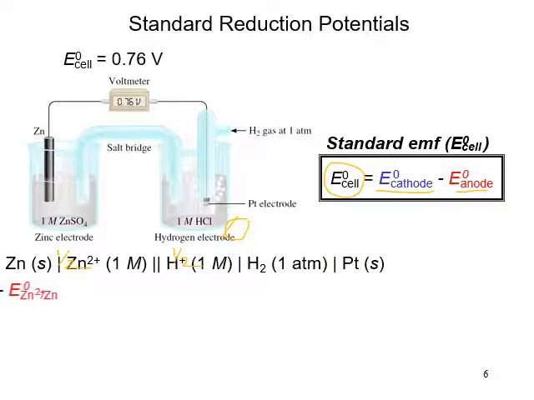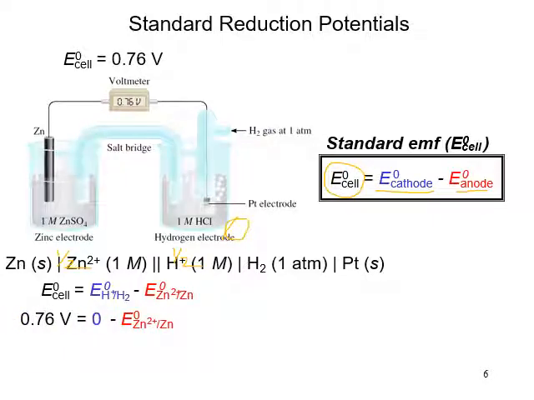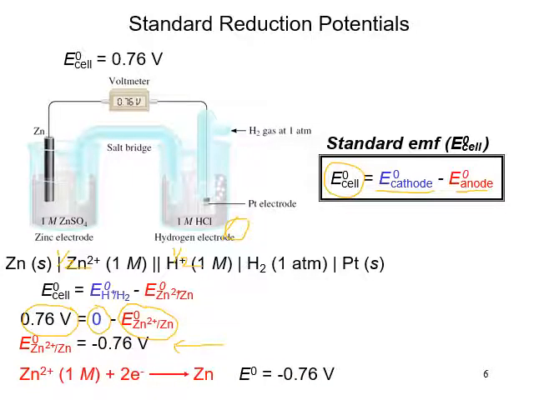Here's our cell diagram. Recall, this guy is equal to 0. And since it's equal to 0, and this is the one that's unknown, but we know the whole thing is equal to positive 0.76, we can solve for that half cell. Turns out to be negative 0.76. So this negative right here means that when coupled with the SHE, it was oxidized. And there you have it.